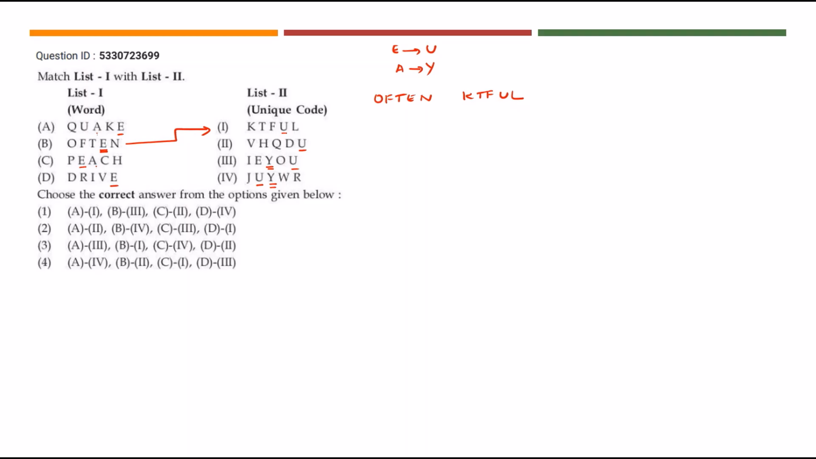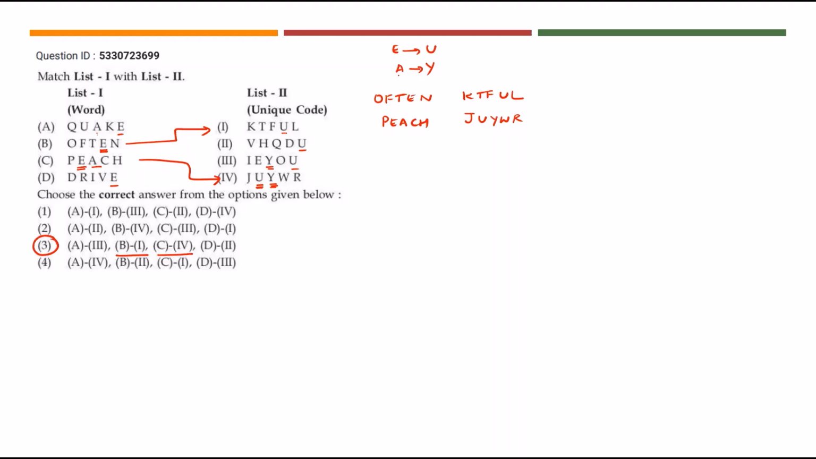Then we'll go for peach. The second letter is E. So it will be converted to U in the second place. We have U here. So definitely C will be mapping to 4. We have peach and we have JUYWR. We also found that A will be converting to Y and A is here, Y is also here. Based on these two options, we can conclude option number 3 as the right answer.